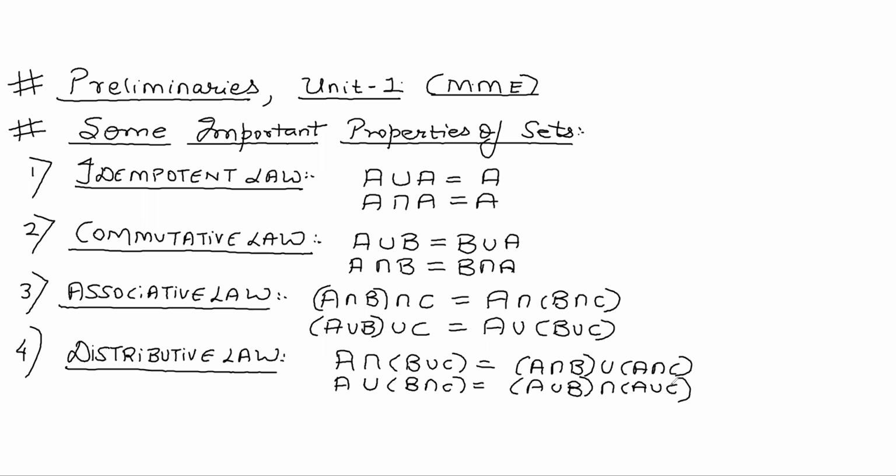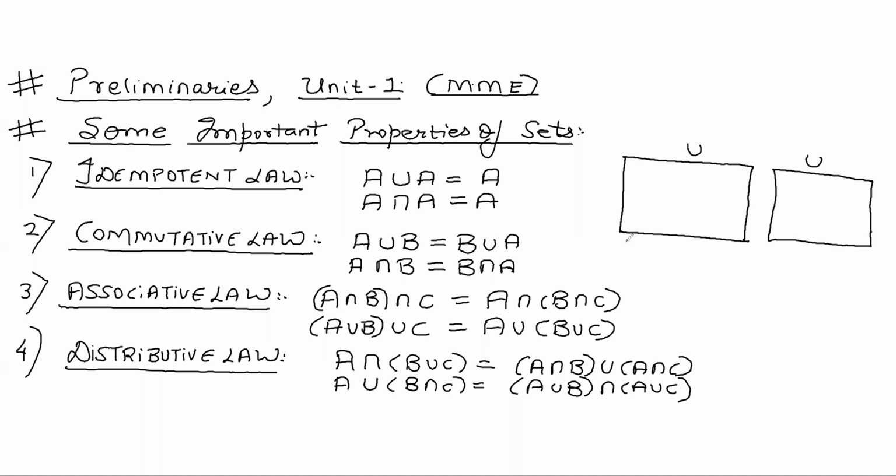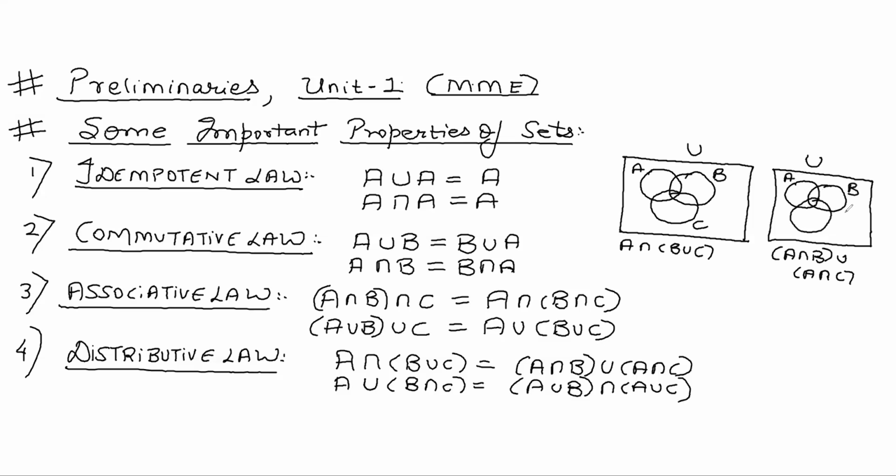So we can even prove the distributive law using Venn diagram. See, if I draw a Venn diagram, I am drawing two Venn diagrams. This is A intersection B union C and this is A intersection B union A intersection C. So let me shade the areas A, B and C.